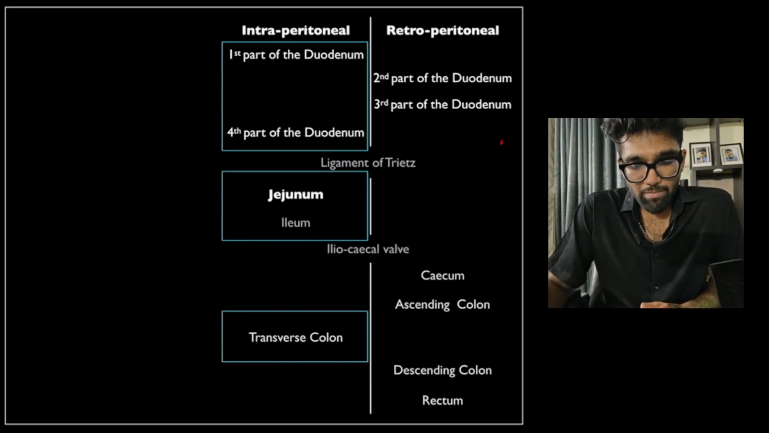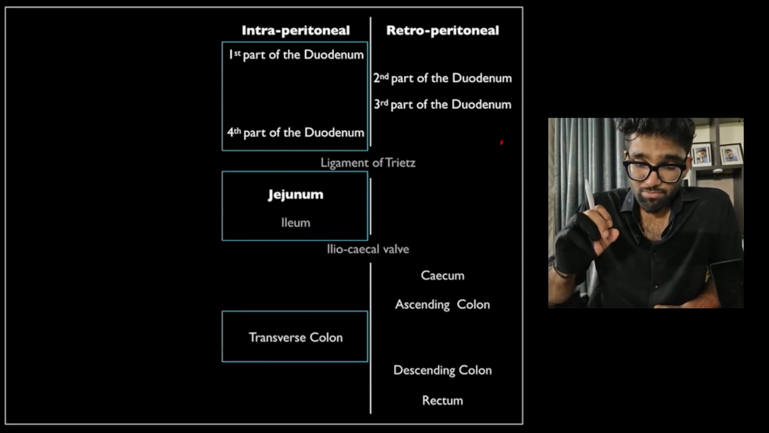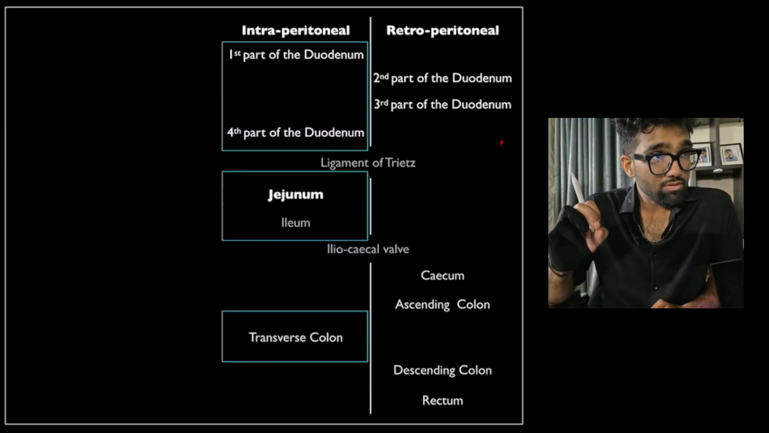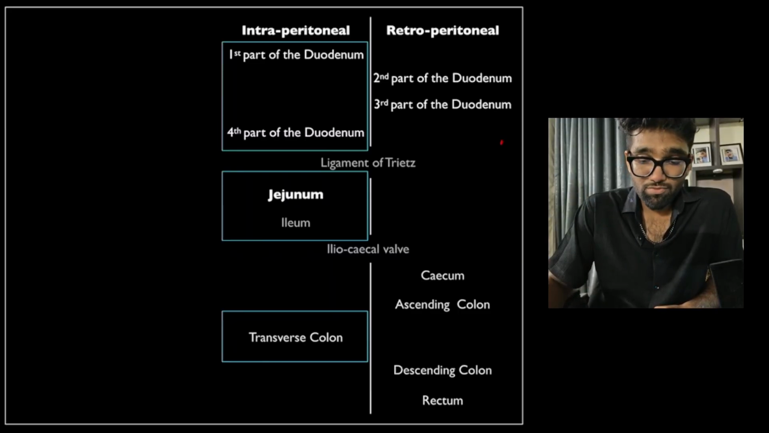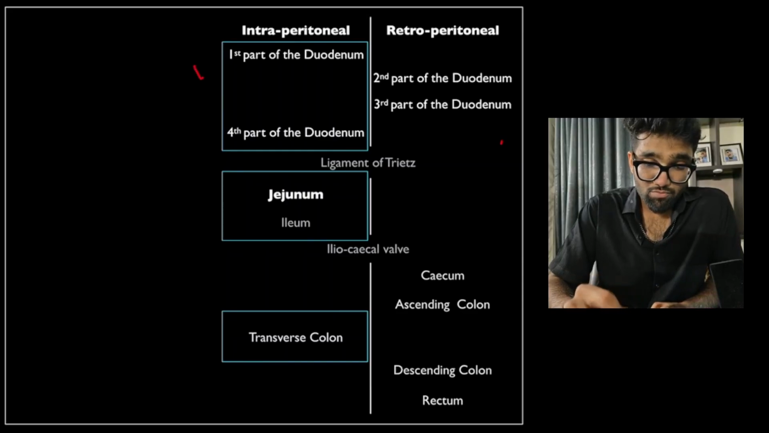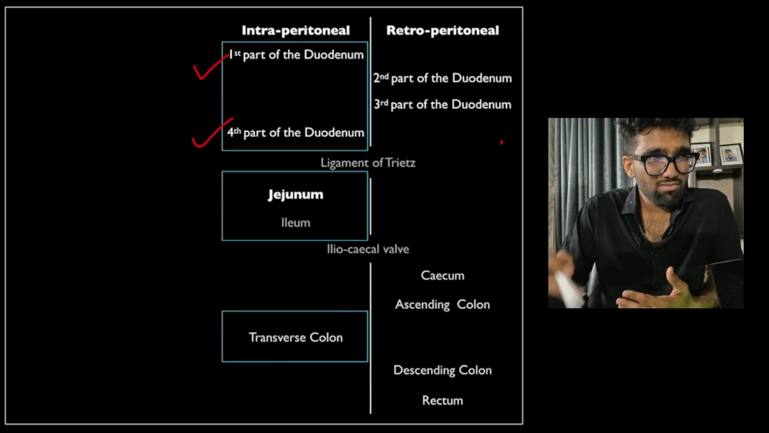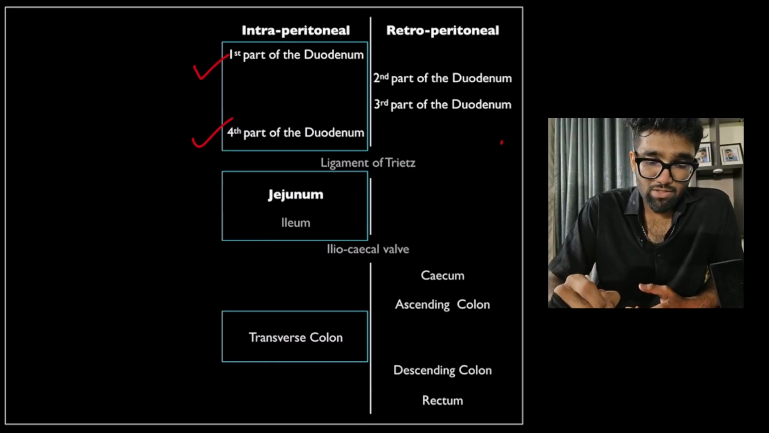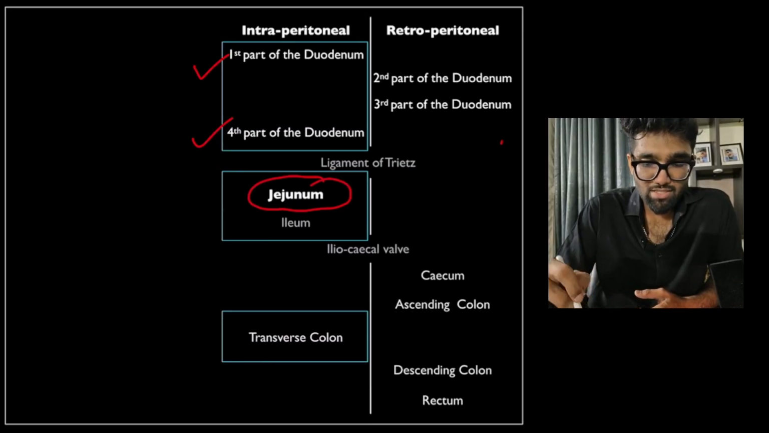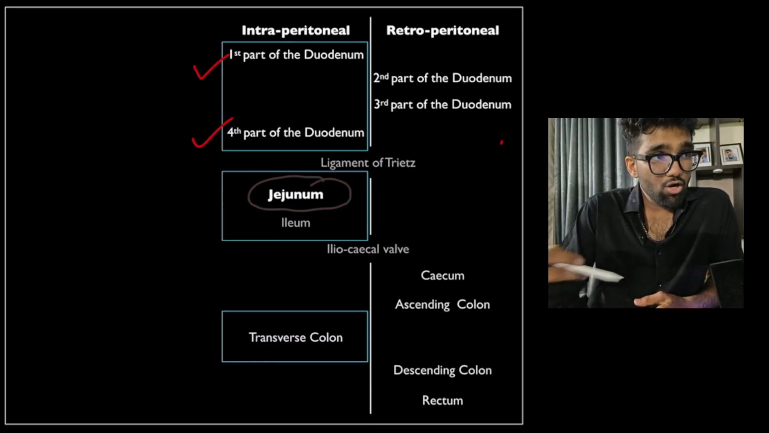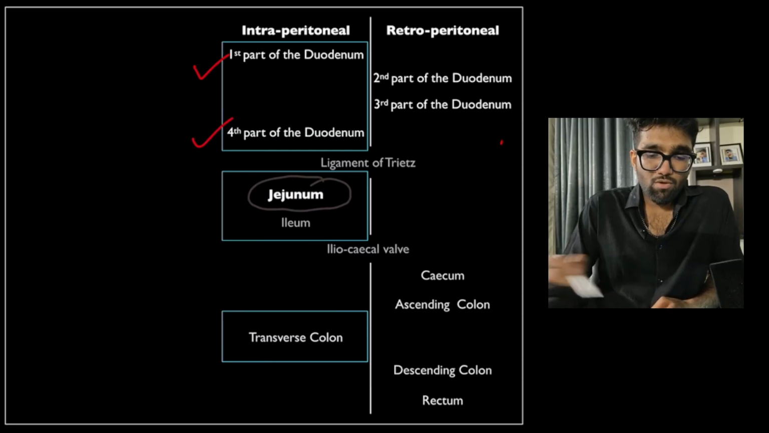Okay, so of this, the first and fourth parts of the duodenum, the jejunum and ileum, and the transverse colon are what are intraperitoneal. Now, I've also used the level of brightness of the particular word. It corresponds to the level of enhancement that you get in these particular loops of intestine. So the first and fourth parts of the duodenum enhance at an intermediate level. The jejunum usually enhances very briskly. The ileum not as much, and the transverse colon again not as much.